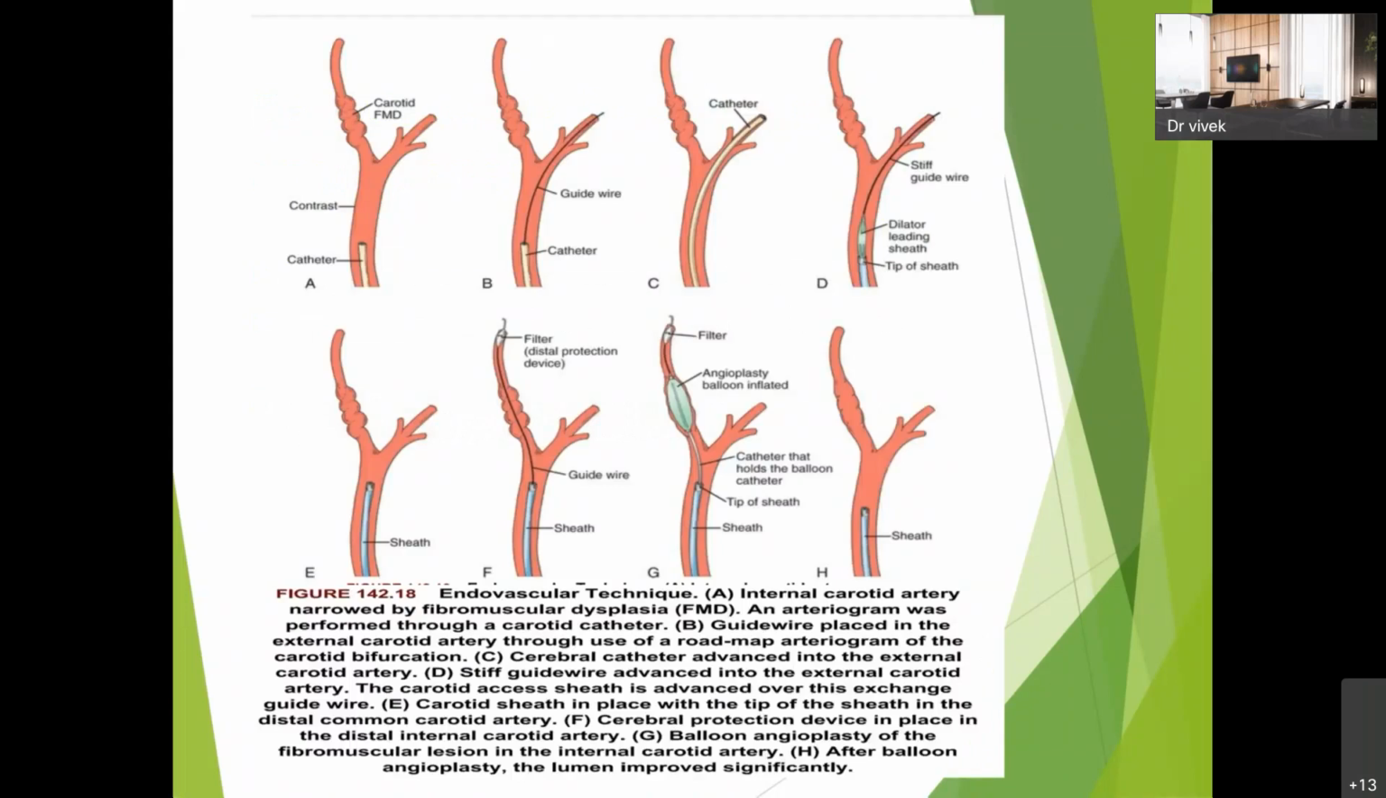You basically place the catheter in the common carotid artery, go into the external carotid artery, and after exchanging for a stiff wire, you go to the internal carotid artery, place a distal protection device such as an Angioguard or something, and then you do an angioplasty. After angioplasty, you can see the vessel showing good luminal dilatation.